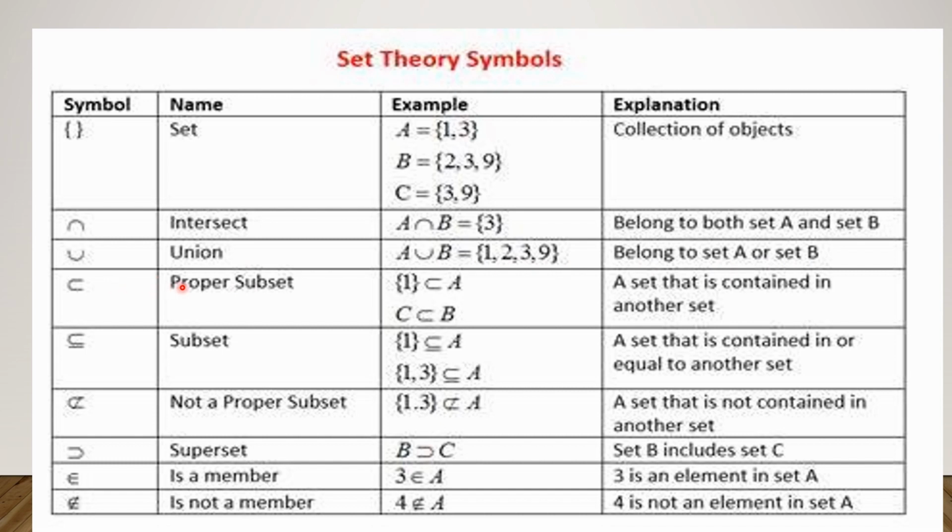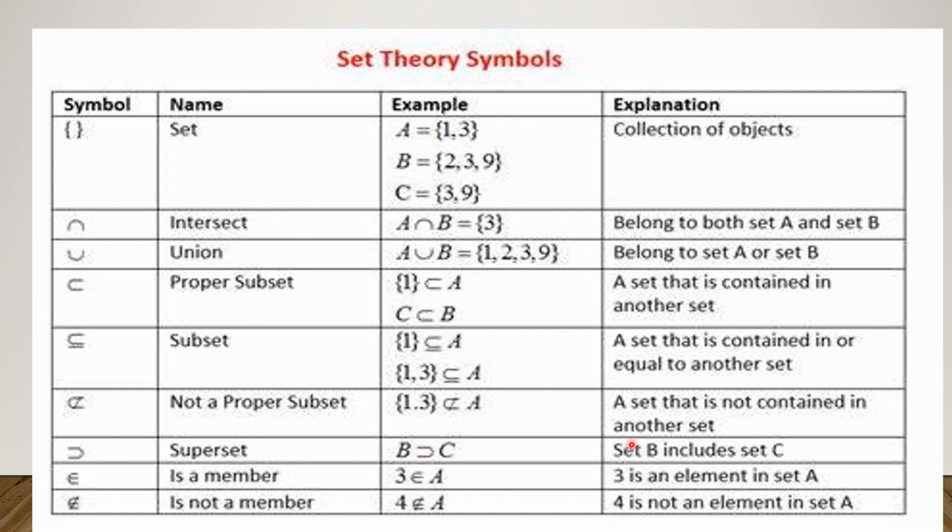Then the next relation is proper subset, which means a set that is contained in another set. Here is the symbol for proper subset. And next one is subset, which means a set that is contained in or equal to another set is called a subset. Next one is not a proper subset. We can represent this as a cross symbol over the proper subset symbol. A set that is not contained in another set is represented by this symbol. Next one is superset.